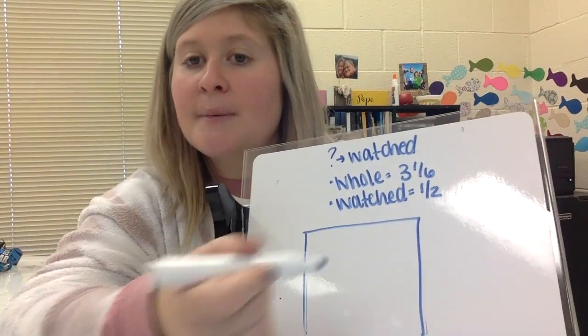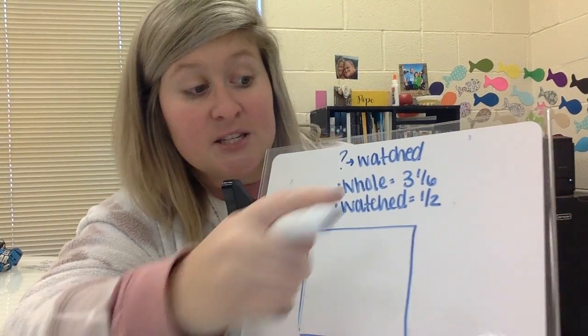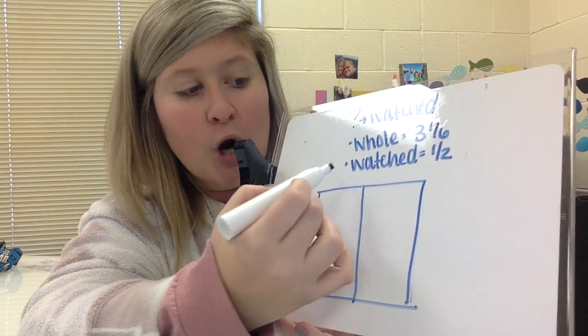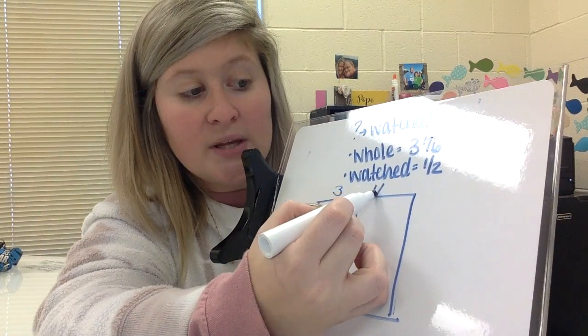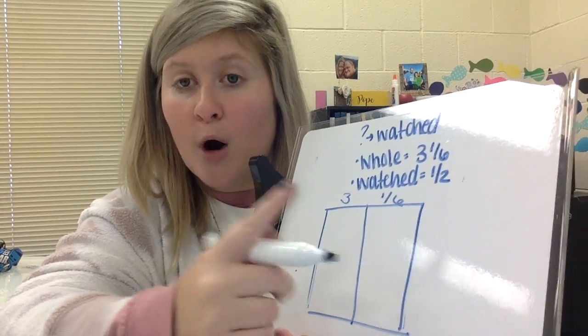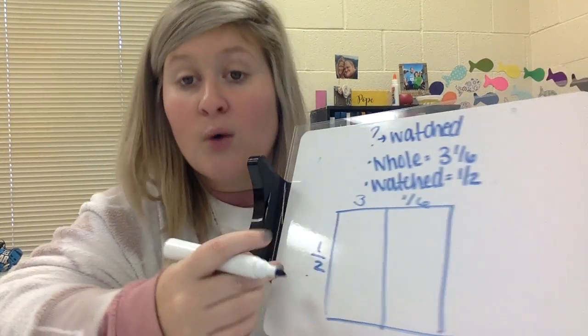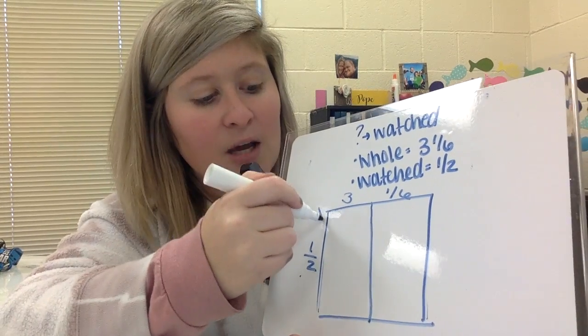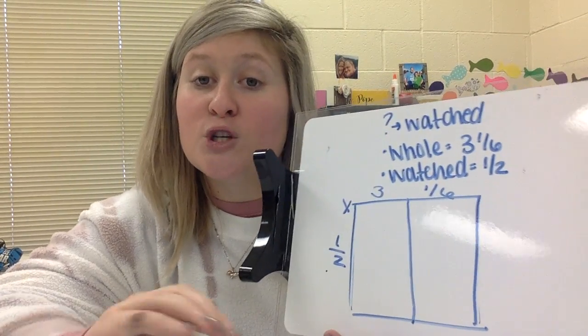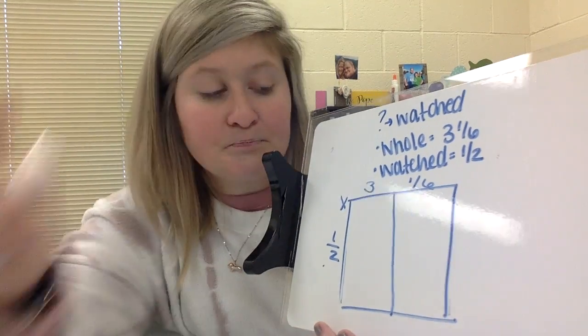Okay, I'm going to split it up and down into two pieces because 3 and 1/6 is a whole and a fraction, so that I can write 3 on one side, 1/6 on the other. So it still reads 3 and 1/6, but it's split apart. And off to the side, I'm going to write 1/2. So we are multiplying 1/2 times 3 and 1/6. And it's going to tell us how much of the movie she watched before she fell asleep.